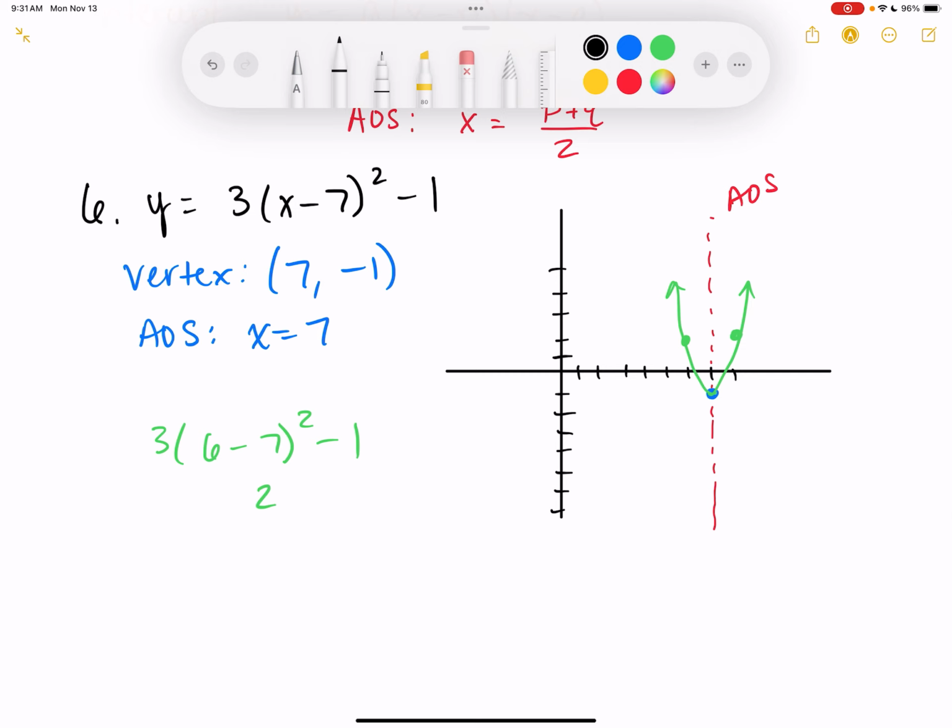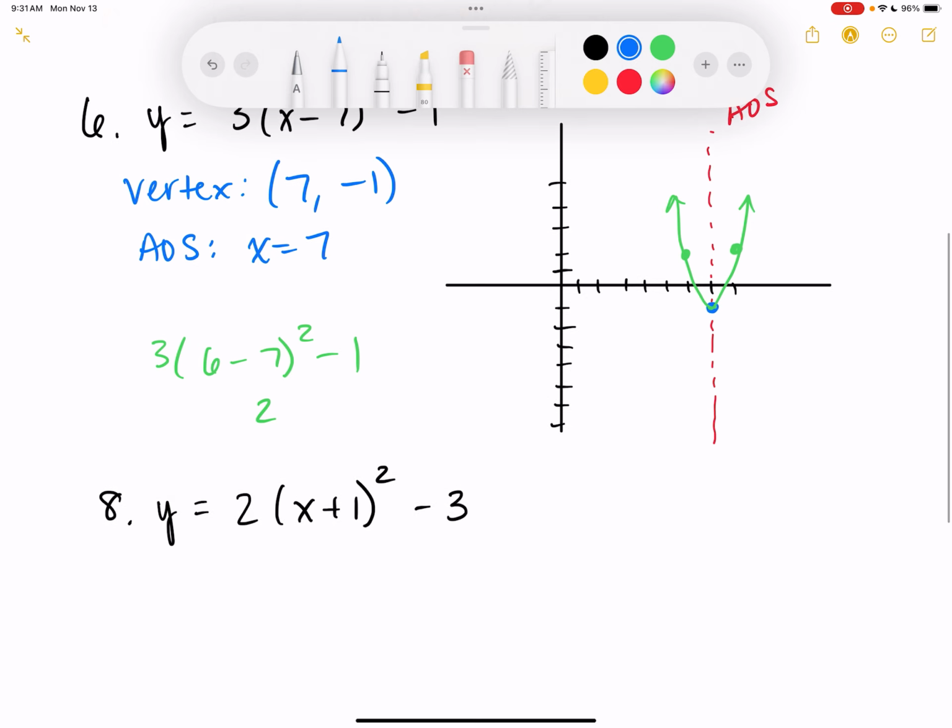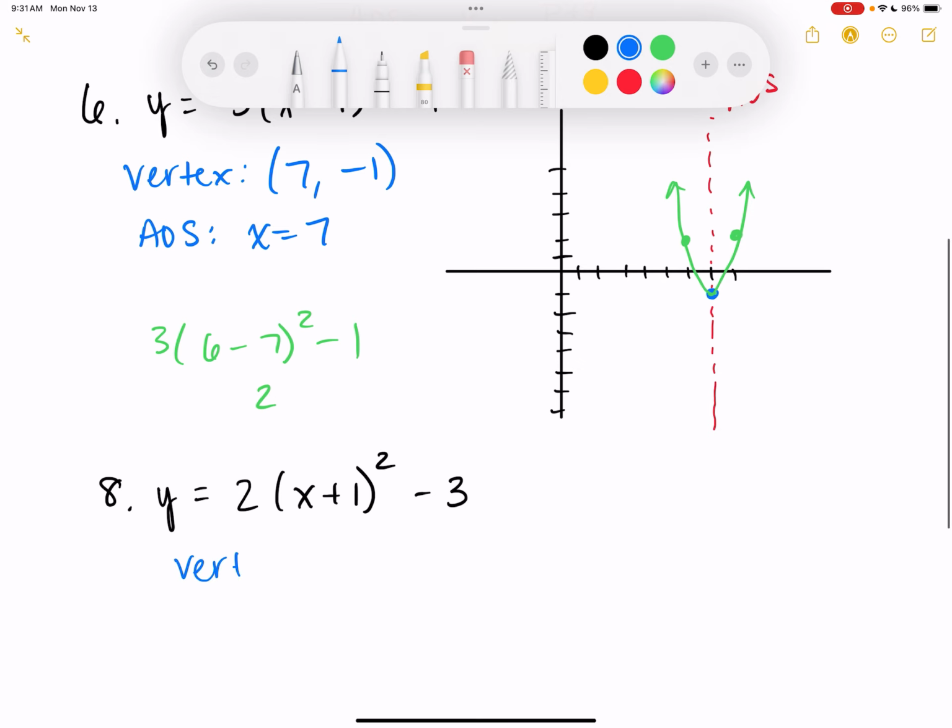Let's see. 8. Y is equal to 2 times x plus 1 squared minus 3. Vertex, so yep, opposite sign inside, so -1, outside same sign, -3.